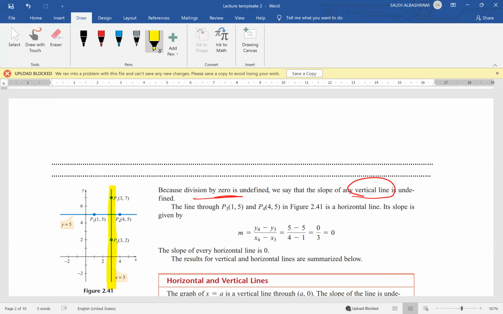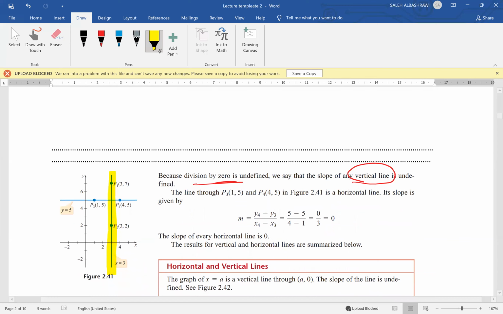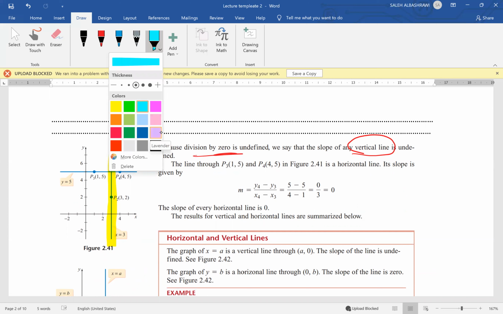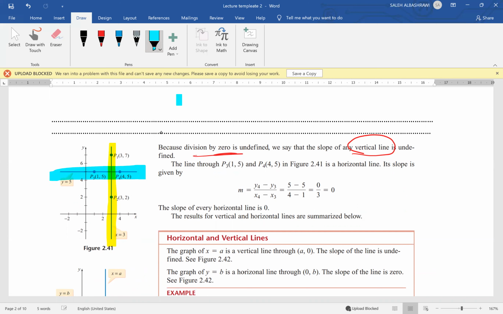The other case: if y1 and y2 are equal, then y2 minus y1 will give me 0. If y1 equals y2, we will have a horizontal line. So the slope of any horizontal line is equal to 0. When the slope equals 0, we have a horizontal line. When the slope is undefined, we have a vertical line.